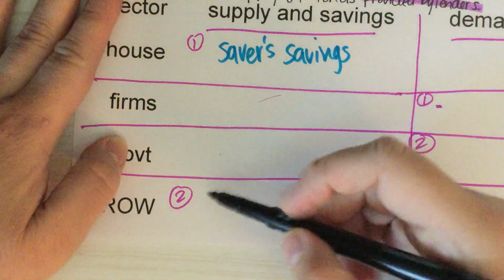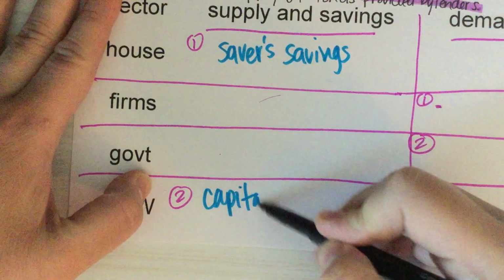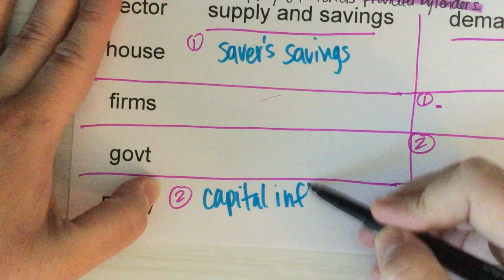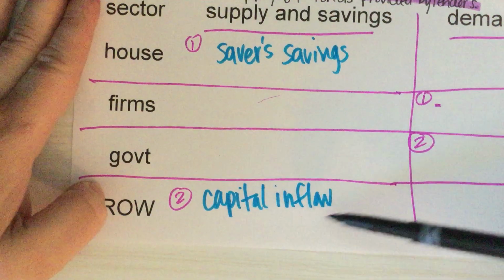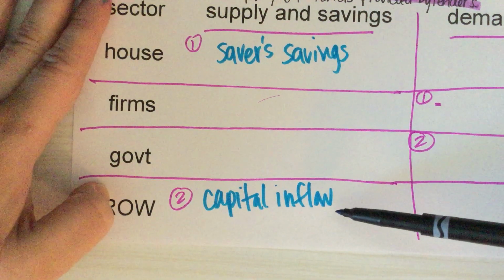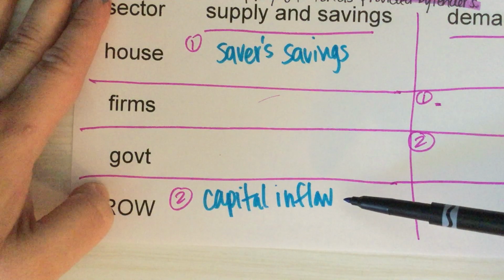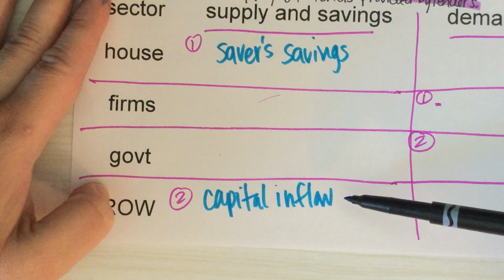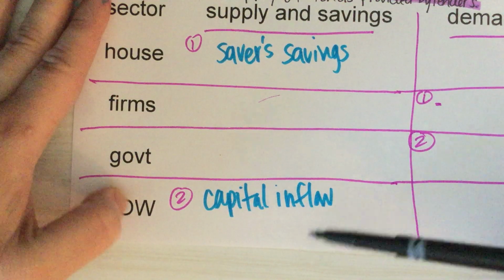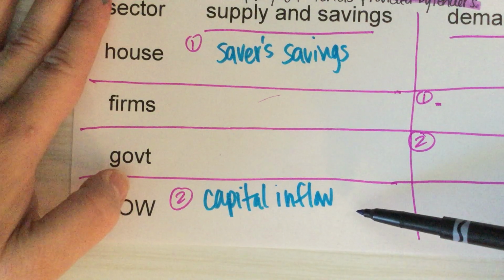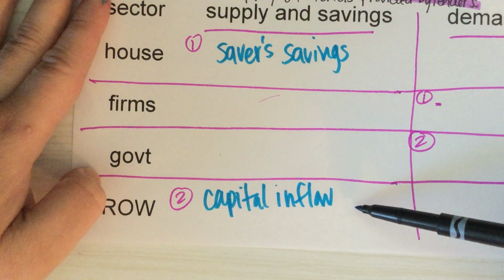The rest of the world, this is capital inflow and capital outflow. So if the rest of the world is investing in our banks, the supply of loanable funds goes up because we have more money in banks that banks can lend out. So the supply goes up. If capital outflow occurs, well then the supply is going to go down and shift to the left.